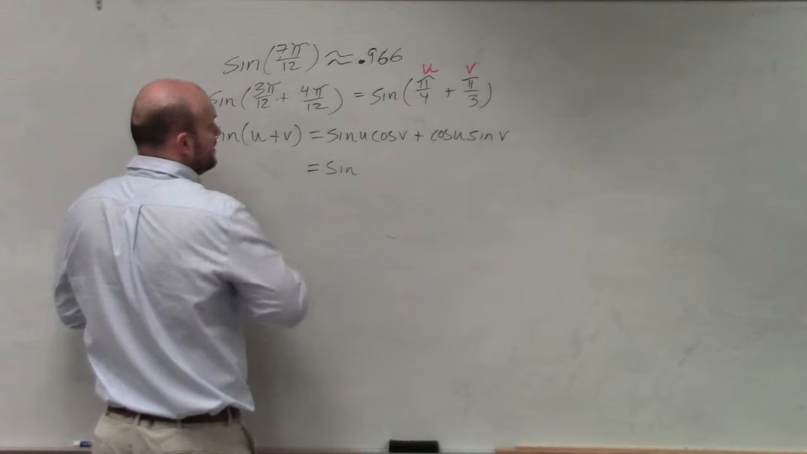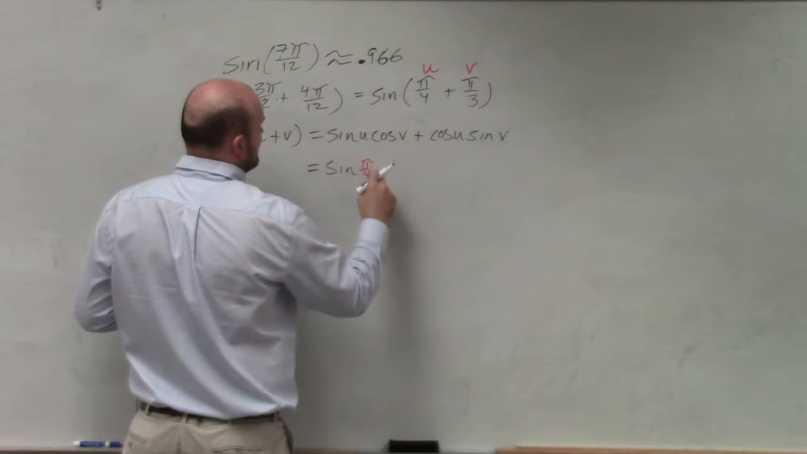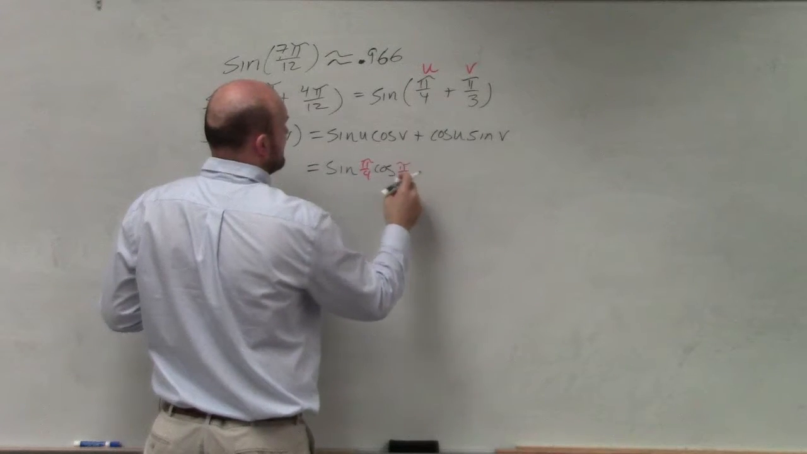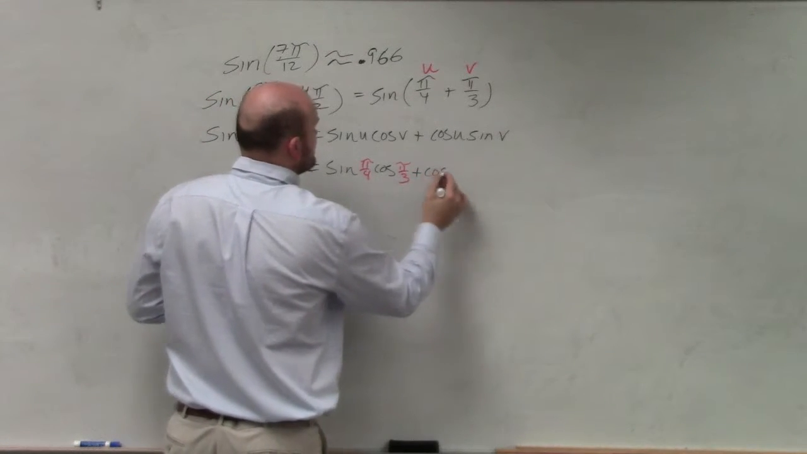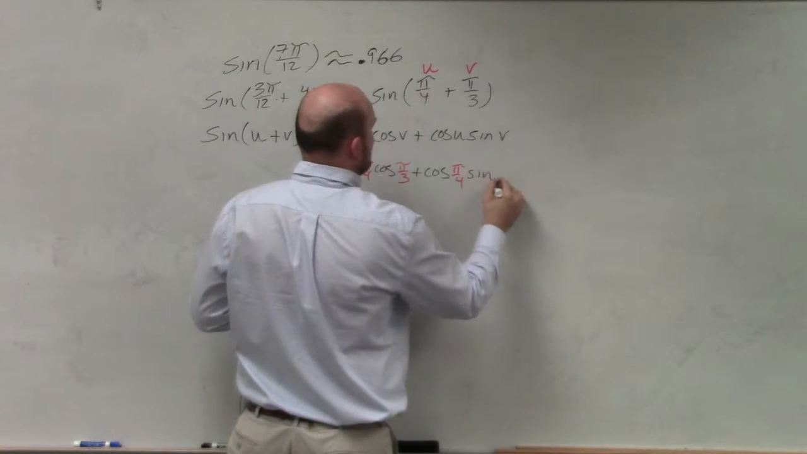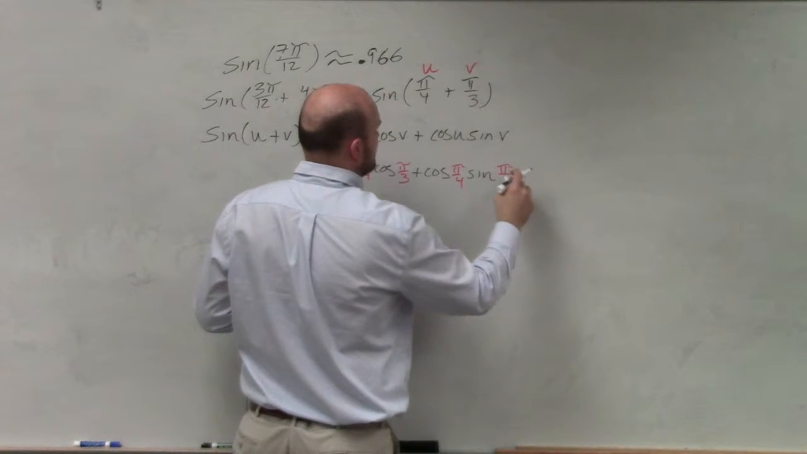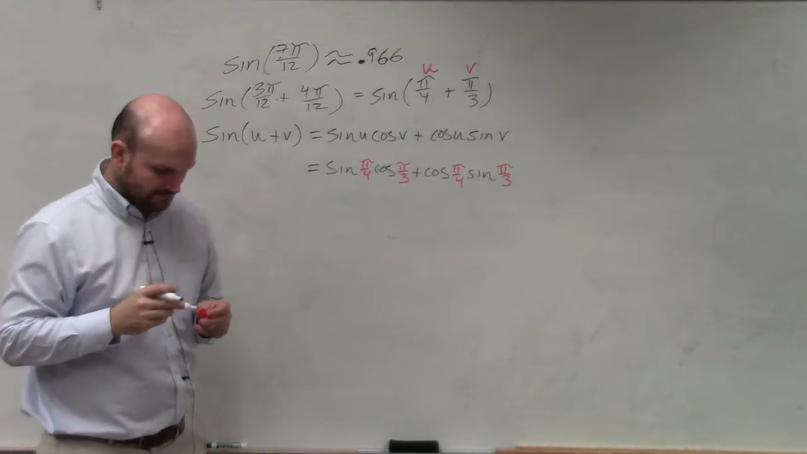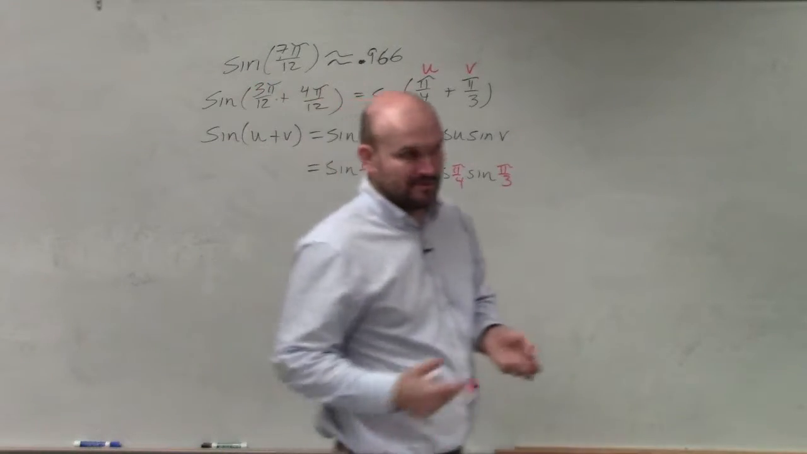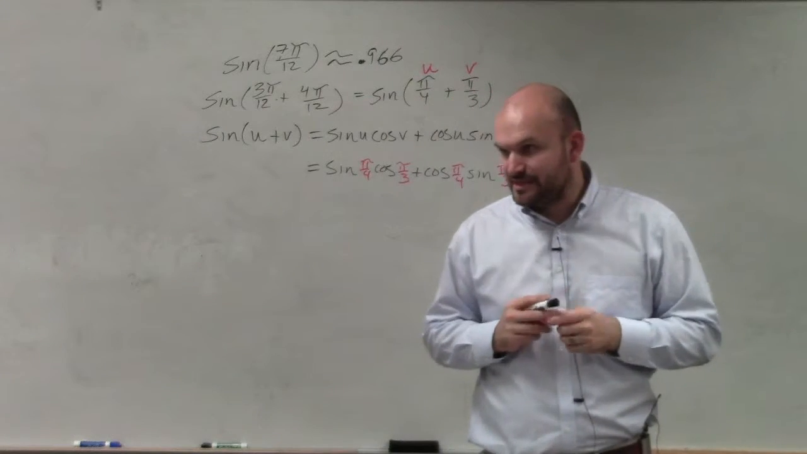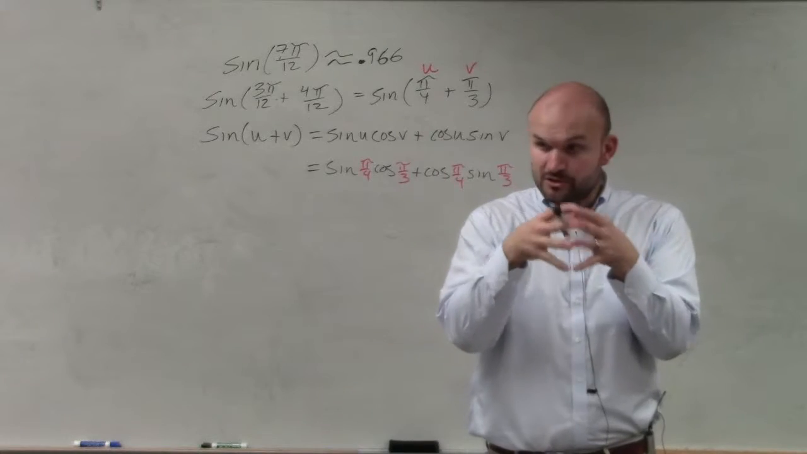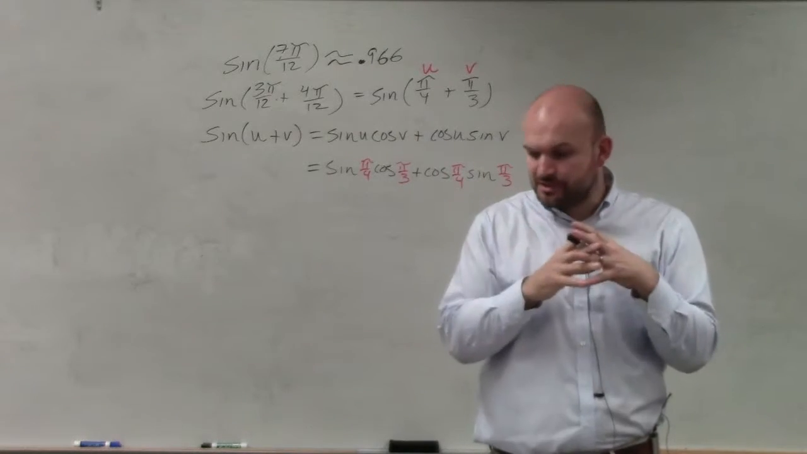So that's the sine of u, pi over 4, times the cosine of v, pi over 3, plus the cosine of u, pi over 4, times the sine of v, pi over 3. OK? So that's basically the first step that you guys need to make sure you do. All right? Identify your angles, your u and your v, and then plug them into the correct formula.